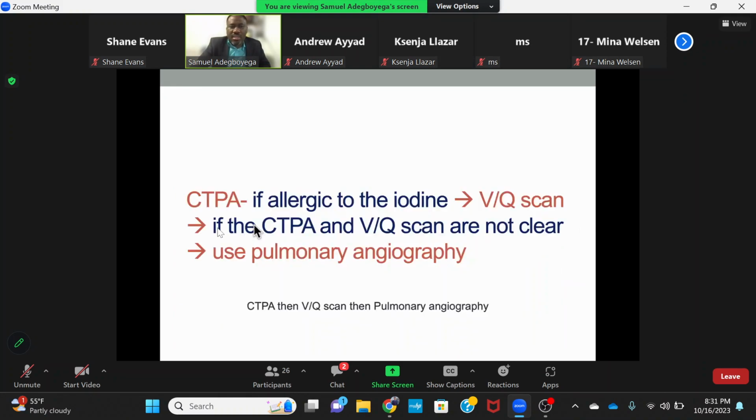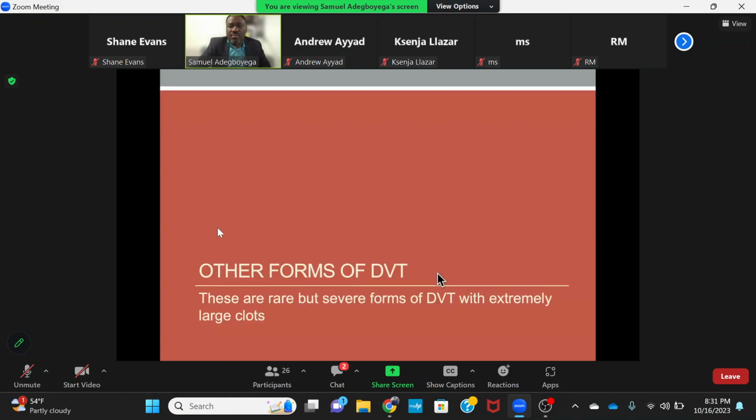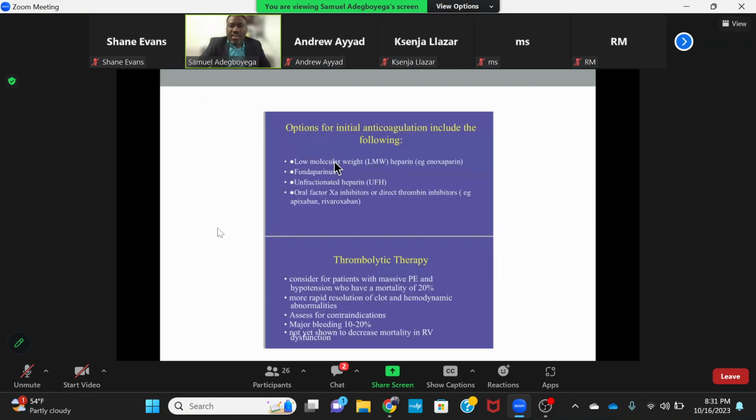So I want to teach you something. The best diagnostic test is your CT pulmonary angiogram, right? If the patient is allergic to iodine, you do a VQ mismatch scan. If the CTA is not clear or the VQ mismatch is not clear, then you want to use pulmonary angiography. And again, the treatment for this is low molecular weight heparin. Don't forget that. That's your first initial.